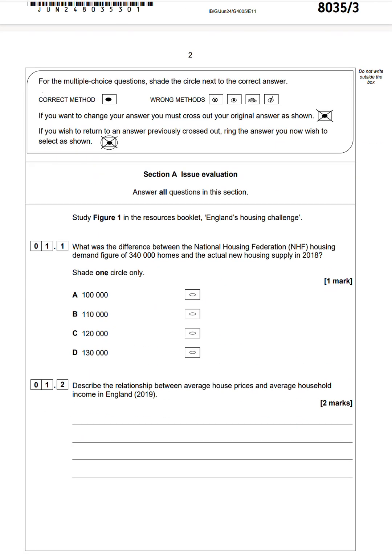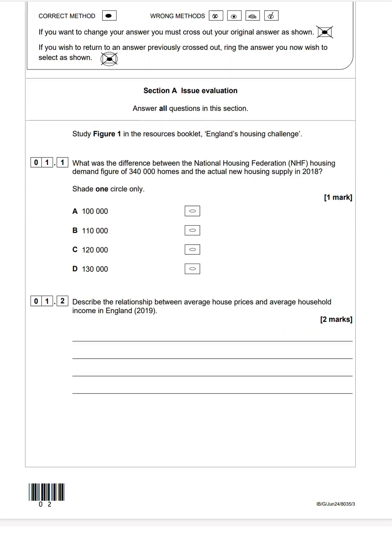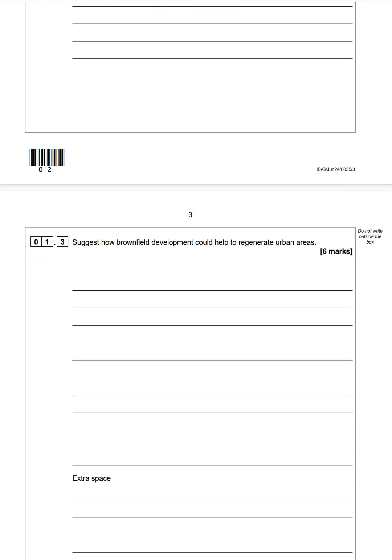So the first section, issue evaluation, they call it, is where you use your pre-release booklet to answer these questions. So there's some data on there, some skills, introduced to a 6-mark question pretty quickly. So suggest how brownfield development could help to regenerate urban areas. You've looked at brownfields before in urban issues, but in this pre-release booklet, it will also give you some information on brownfields. So you need to bring in that information from the booklet, but also applying it to what you already know to help you answer this question.